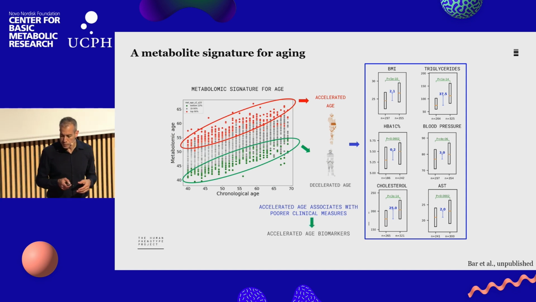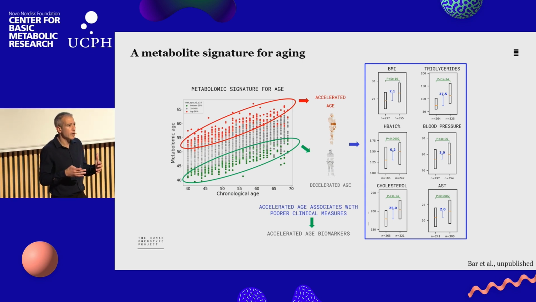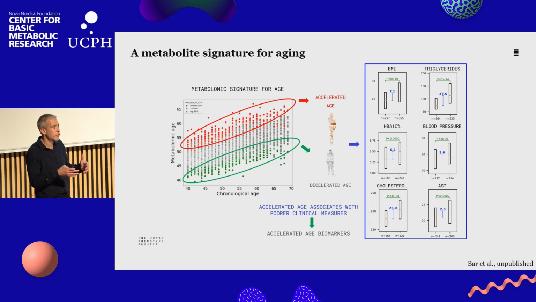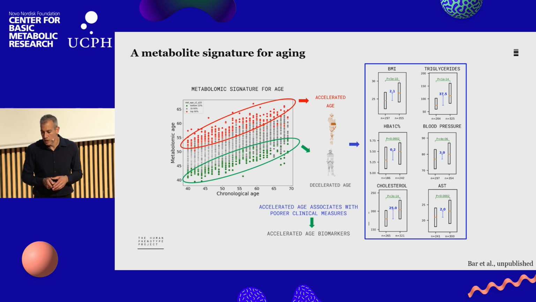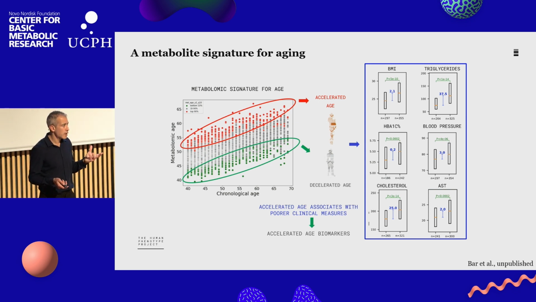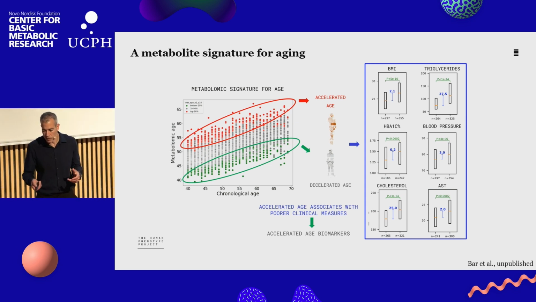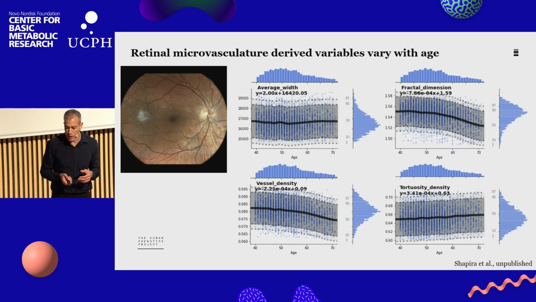So this model, which we call a biological clock, in this case a metabolomic biological clock, is also informing us of the clinical condition of people, and might allow us to identify biomarkers that are indicative of accelerated age, at least according to the metabolomics data.